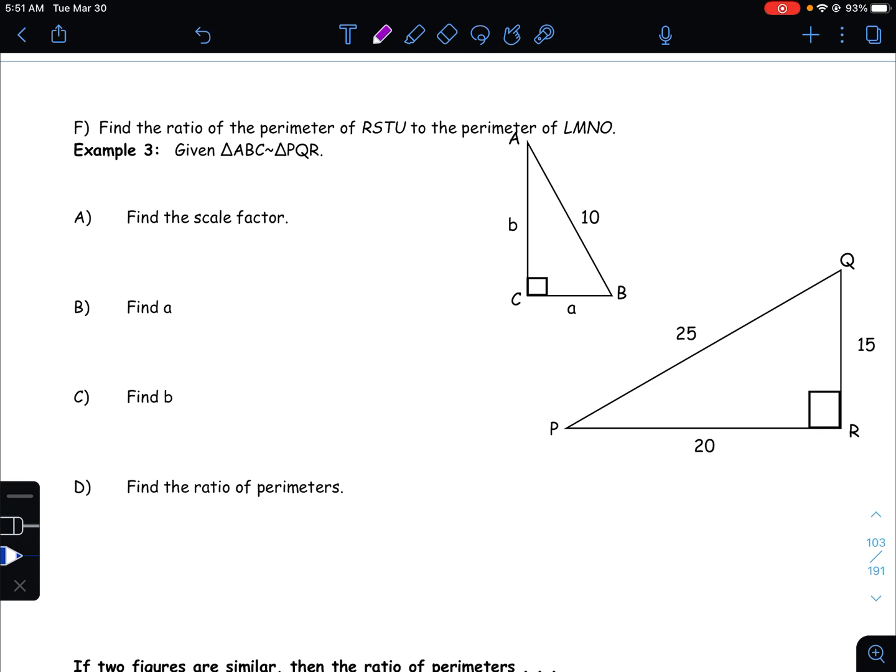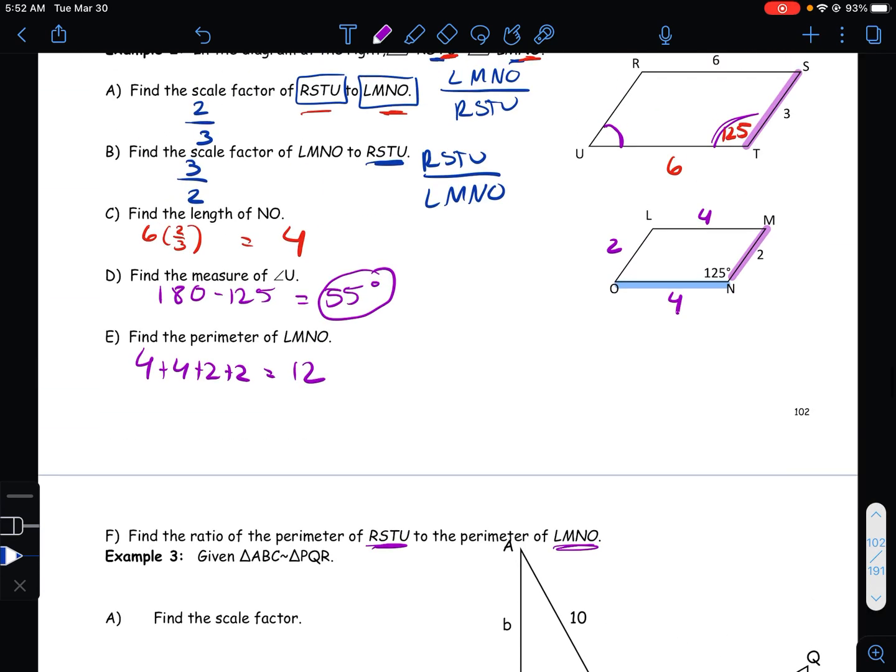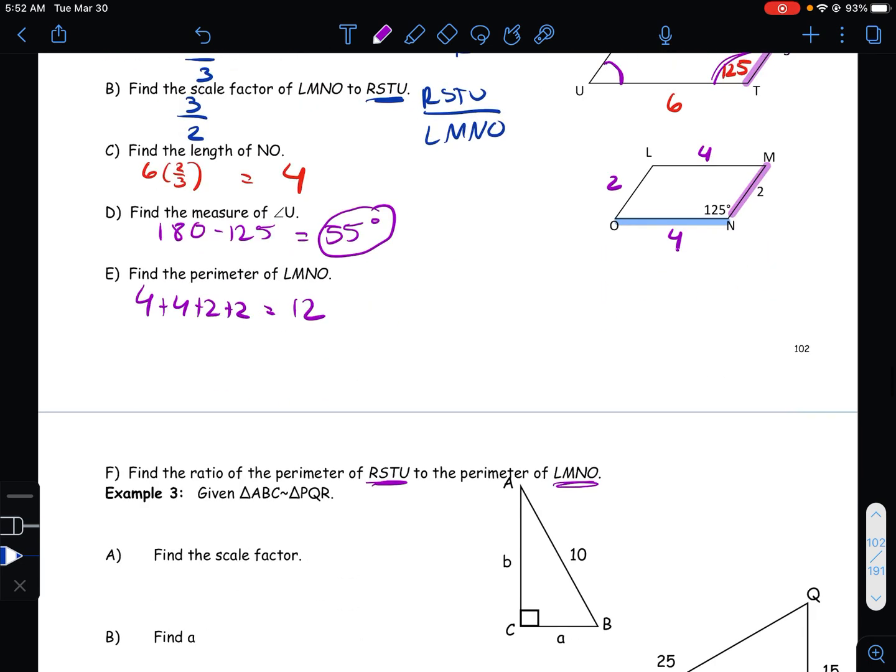Next, it says find the ratio of the perimeter of RSTU to the perimeter of LMNO. So first, they want us to find the scale factor. So it tells us that we are going from here to here, right? So LMNO is going to go on top. But that's interesting because that doesn't go with... Oh, okay, sorry. This still goes with example 2. I was like, what the heck?